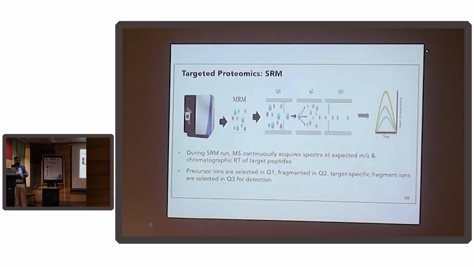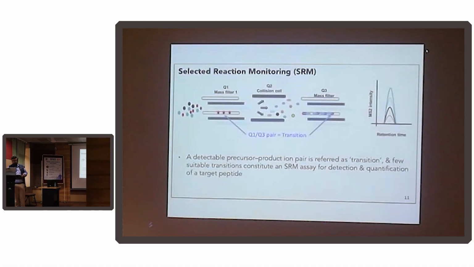Now, during the SRM run, what happens is MS continuously acquires spectra at the expected m by z, right? Precursor ions are selected from Q1, fragmented in Q2, and target specific fragment ions are selected in Q3. So this is the basic workflow. I think it is clear to you. We will discuss further when we have more time.